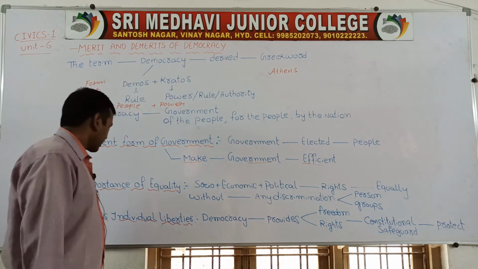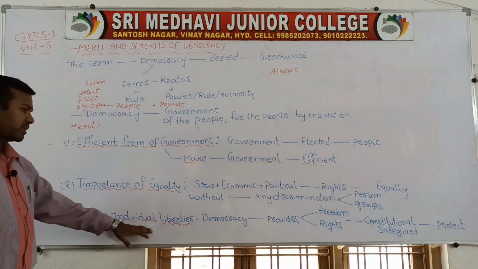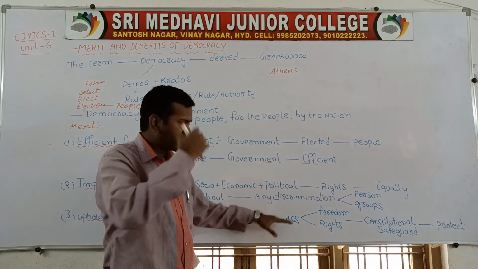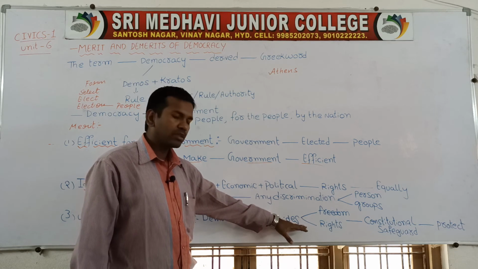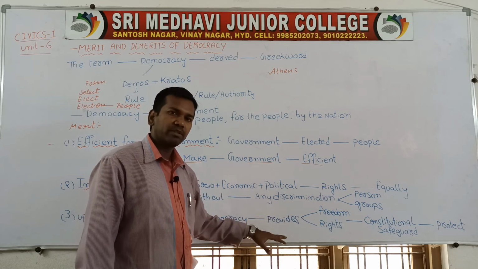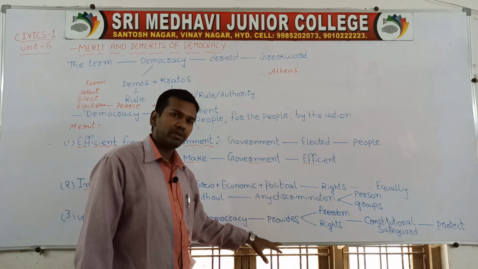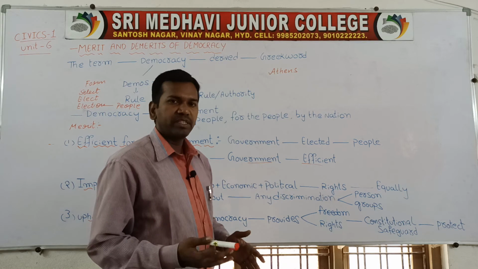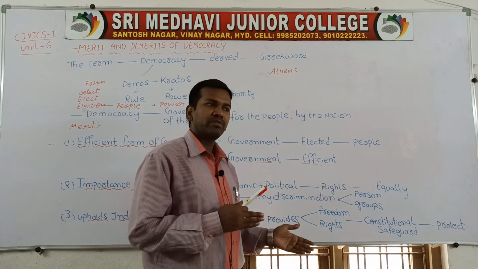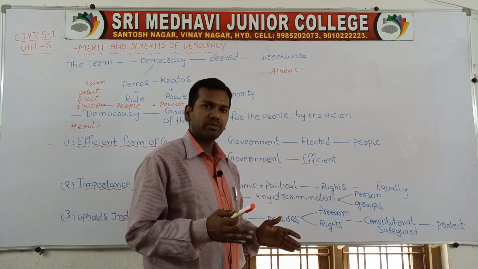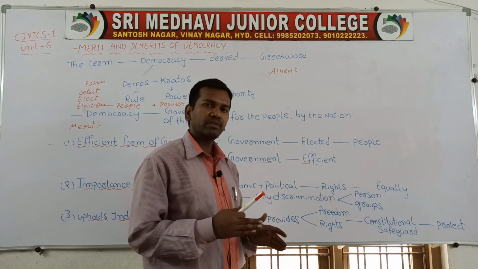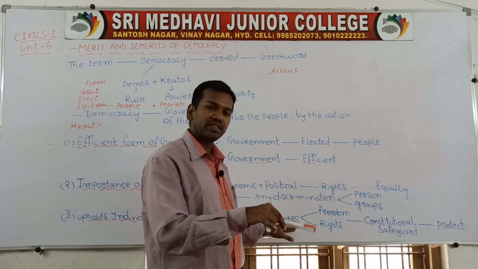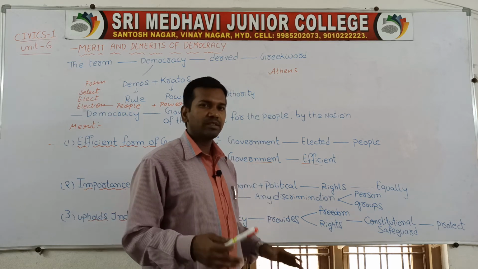That is one point. Now, upholds individual liberty, if you see, okay, freedom. Democracy provides freedom as well as rights to all the people. In every democratic form of government, rights and freedom are given to all the people. Okay, so what about freedom in ancient times? There was also freedom, but it was enjoyed by only a few people, the high class people. But a democratic form of government provides freedom not only to a particular section, but to all the people who come under the category.